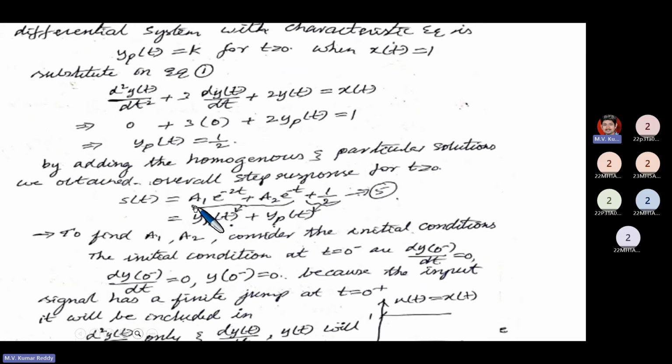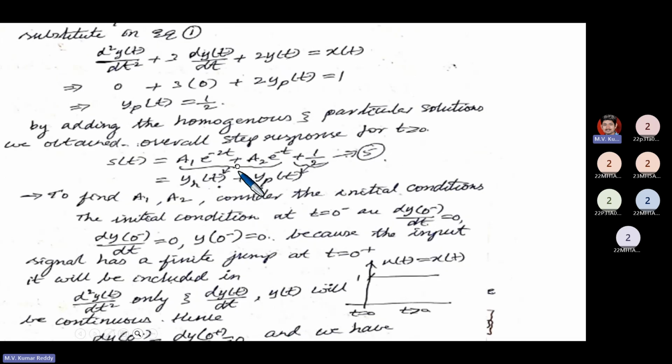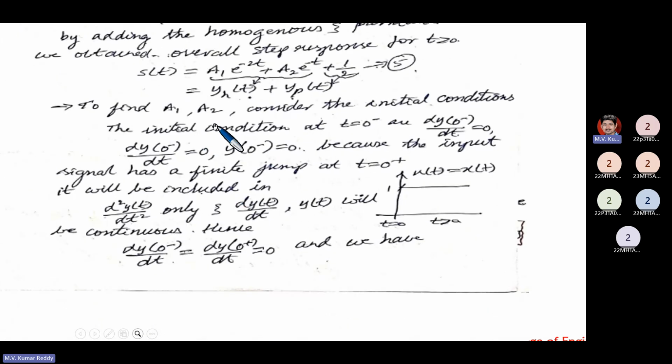What is the homogeneous solution? a1 e power minus 2t plus a2 e power minus 2t plus 1 by 2. Now we don't know the value of a1 and a2. Again, we'll apply initial conditions. The initial condition is y of 0 minus. So the first differentiation becomes 0. y of 0 minus is equal to 0 at t is equal to 0.